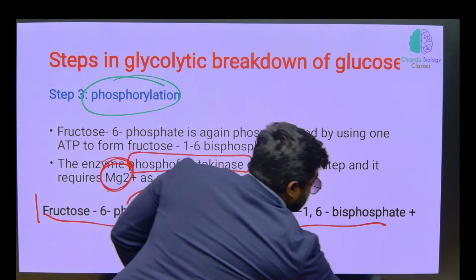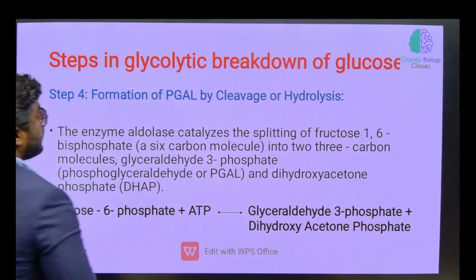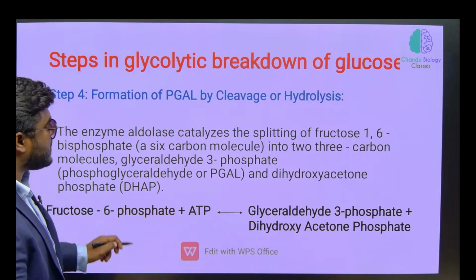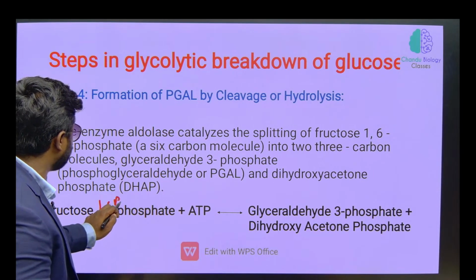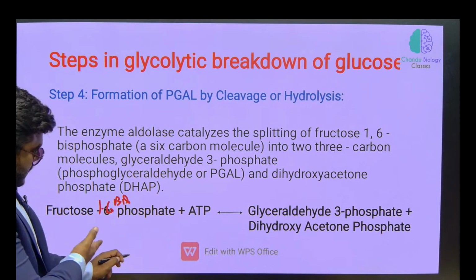Very important it is. So they will ask a simple question: in how many steps of the glycolysis is magnesium required? No one can answer. See, so many are there, na? Okay. Now what is the 4th one? So finally what do we get? Fructose 1,6-bisphosphate we got. Correct, na? How many carbon? 6 carbon.